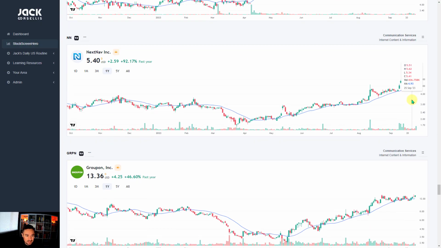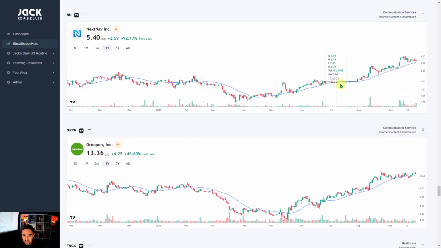I'll finish with these two here. Next nav, this looks interesting. Nice powerful uptrend. Look at the bursts of volume coming through as well. This looks pretty constructive. Want to be having that on the radar as well. Groupon, okay, building a decent sized base, bouncing off the 21. That one there, I want to be having on there as well.